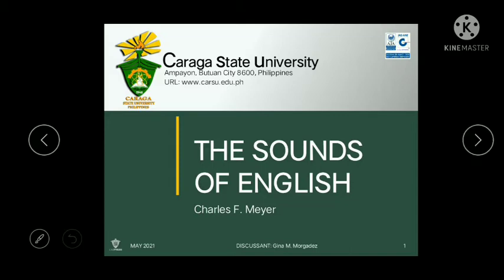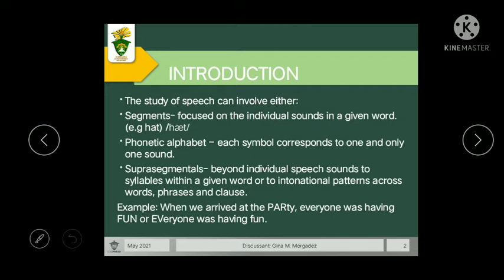So now let's start. The study of speech sounds can involve either segments or suprasegmentals. The analysis of speech segments focuses on the individual sounds in a given word. For example, the word hat has three segments: two consonants beginning and ending the word, and a vowel in the middle.